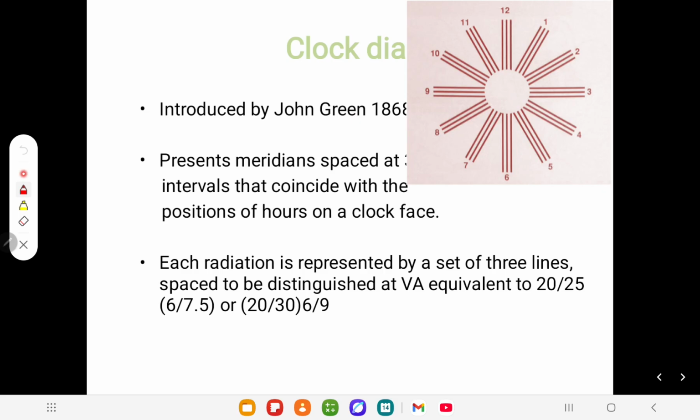The clock dial was introduced by John Green in 1886 and presents the meridians of space at 30 degrees. We know it, isn't it? Our watch is placed at 30-degree intervals that coincide with the position of the clock hours. So it's very simple. Each radiant represents a set of 3 lines spaced and distinguished by visual acuity of 20. Each line has a visual acuity of 20/25.